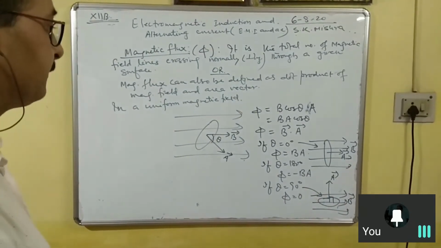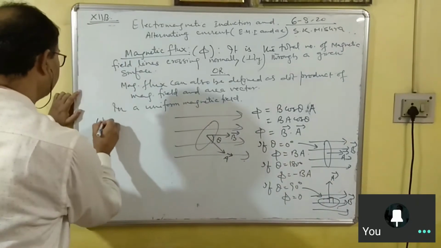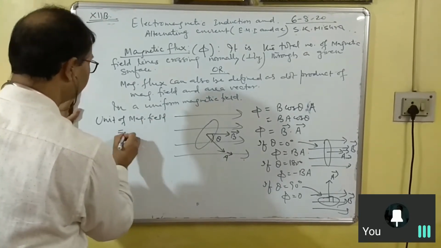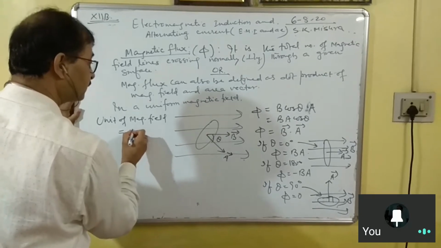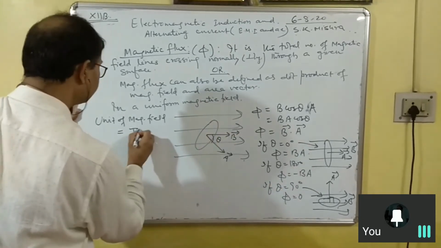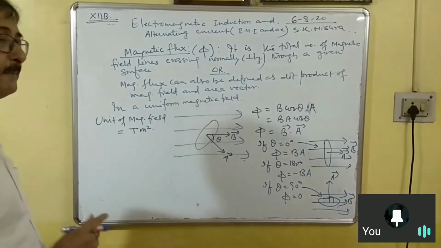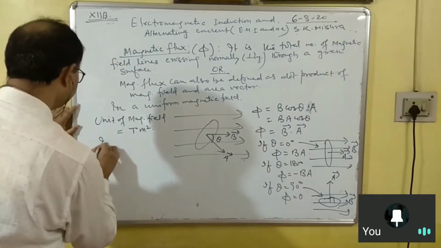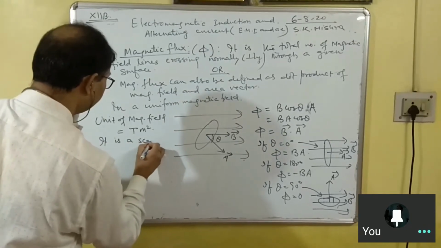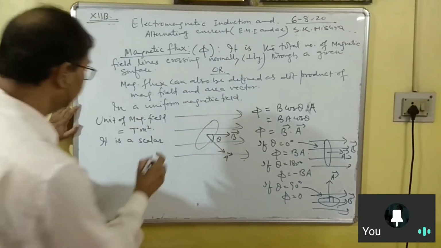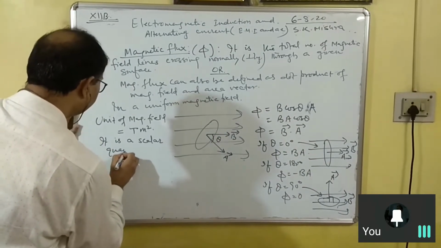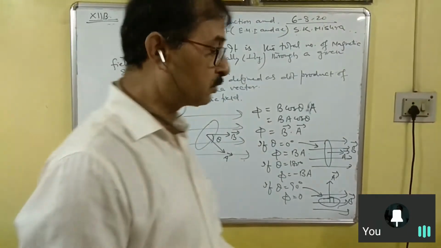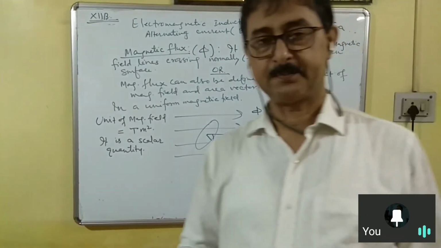Now what is the unit of magnetic flux? How can you write the unit? Phi is equal to B into A. Unit of B is Tesla and for area it is meter square. So SI unit is Tesla meter square. And it is a scalar quantity. Remember electric flux, that was also a scalar quantity. Their addition follows algebraic addition. So you need not worry about vector addition, no direction, scalar.